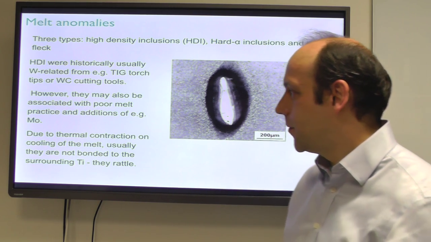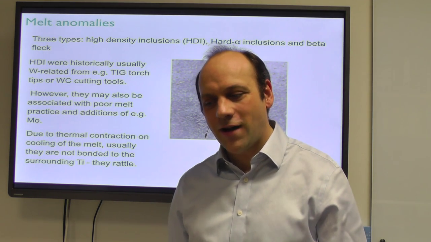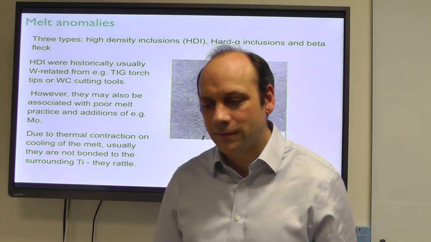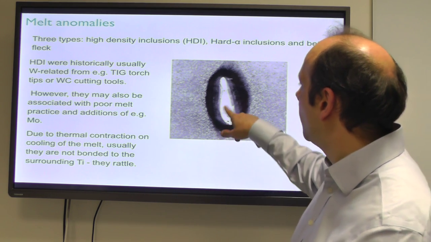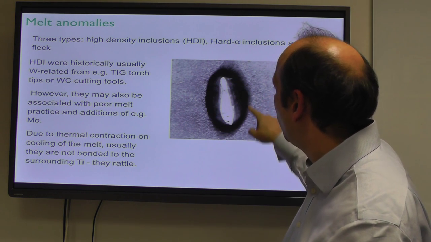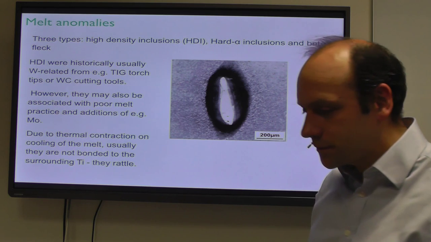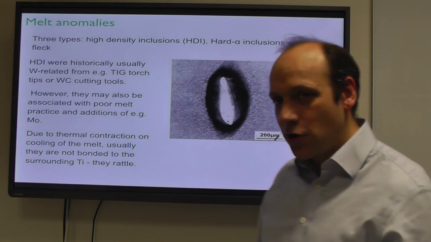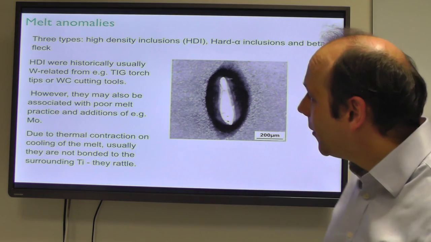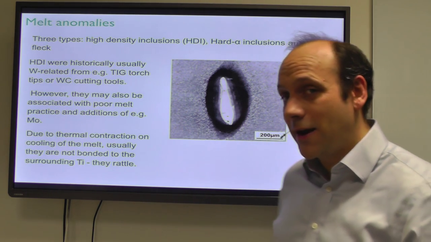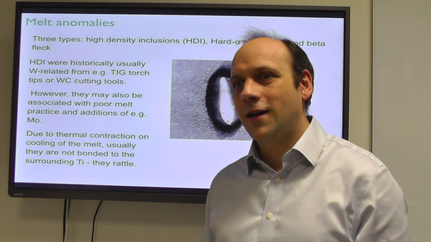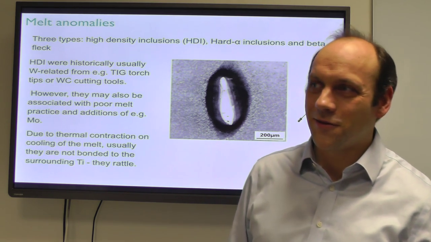Because they have a different thermal expansion coefficient, they contract differently to the melt, so they debond from the surrounding titanium on cooling. Then they rattle away. So what you're seeing in this image, there's your HDI, there's the hole around it, there's the titanium ingot. And you may knock them out, of course, when you process them, when you do your hot forging and so on. So they're relatively easy, if they're badly bonded, to detect by ultrasonics. But it's not always the case that they will debond and that you can find them by ultrasonics.